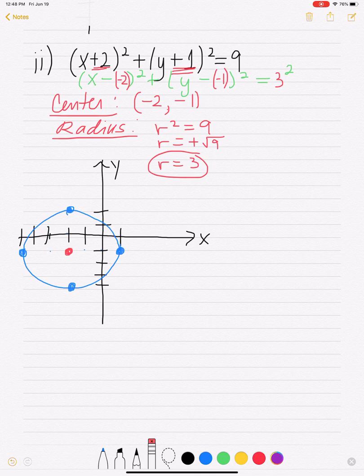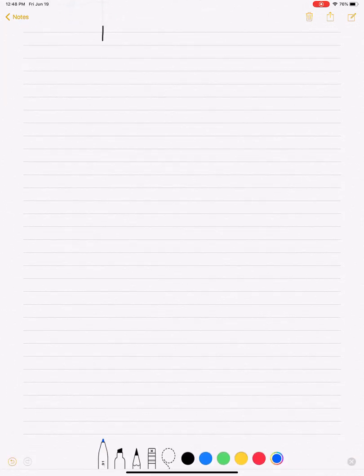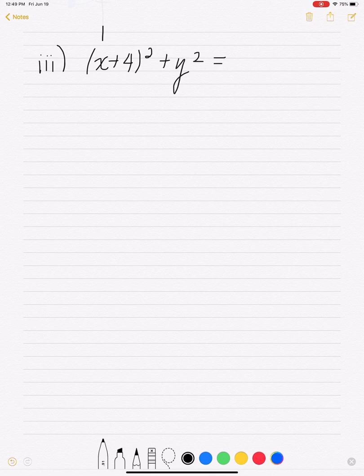All right, there's another example. Number 3. We got x plus 4, quantity squared, plus y squared equals 1. So we want the center and the radius.